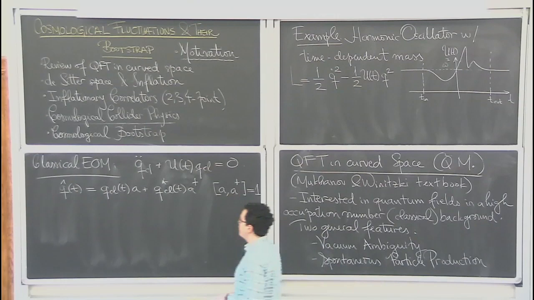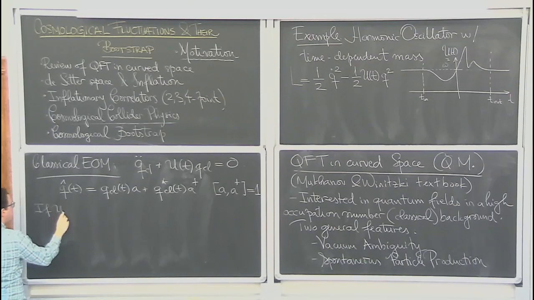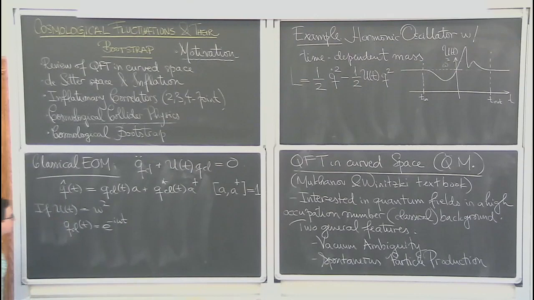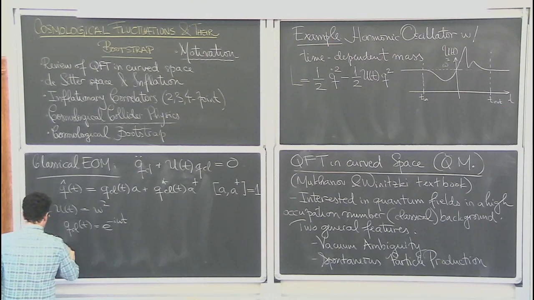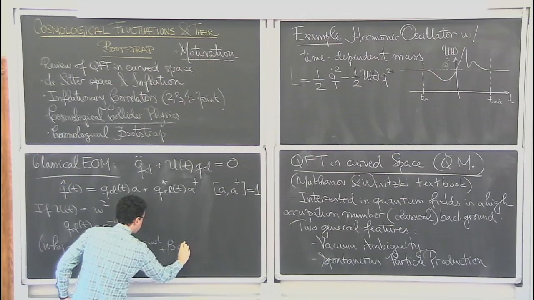Let's go back to the standard harmonic oscillator. So in the standard harmonic oscillator, if u of t equals omega squared, then q classical is e to the minus i omega t, right? The standard solution of the equation of motion, okay? By the way, question. In principle, there are two solutions of this equation, right? So why not q classical with some linear combination, some alpha?